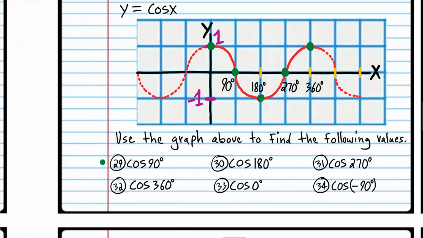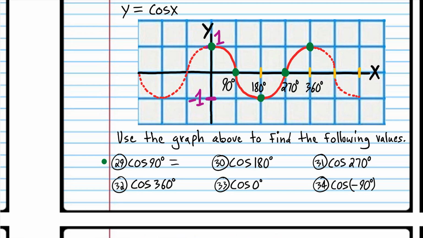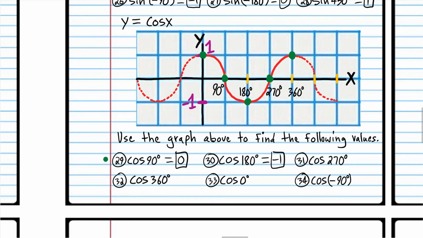Okay, we're back. So cosine 90 is 0, because you're asking if the x value is 90, what is the y value? Well, it's 0. If the x value is 180, what is the y value? Well, that's -1. If the x value is 270, what is the y value? Well, that's 0. If the x value is 360, what is the y value? Well, that's 1. If the x value is 0, what is the y value? Well, that's 1. And if the x value is -90, what is the y value? Well, that's 0. So if you got those right, excellent.